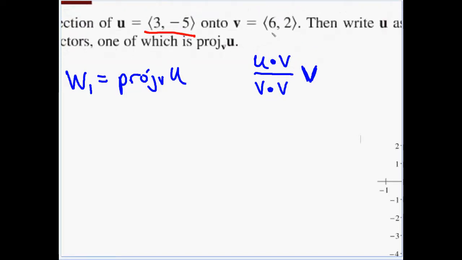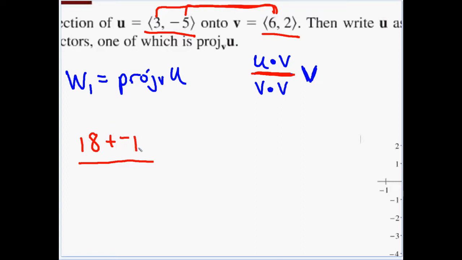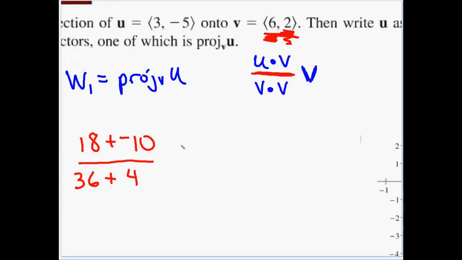So here's vector u, here's vector v, and the first thing we're going to do is dot those for our numerator. So u dot v, we would multiply 3 times 6, that's 18, plus negative 5 times 2 is a negative 10, and so we'll have up there an 18 minus 10. Down in the denominator, we're going to dot v with itself. So here's vector v. So first term is a 6, so we'll do 6 times 6. That's 36. Plus, we will multiply the 2 by itself. 2 times 2 is 4. So there's our fraction. And then we were going to distribute that across vector v.